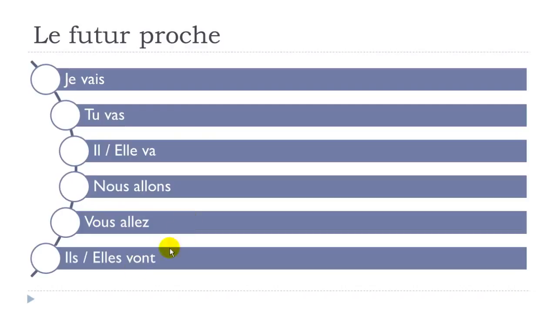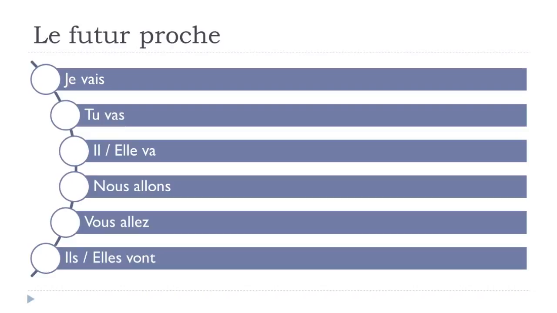Alright? And the last persons. Ils, elles vont. Ils vont. Elles vont. Okay, remember, final T not pronounced, so you get this ON nasal here. Okay, so let's see them one more time. Je vais, tu vas, il va, elle va, nous allons, vous allez, ils vont, elles vont. Okay, so that's the first part that we will use to construct this futur proche, okay?